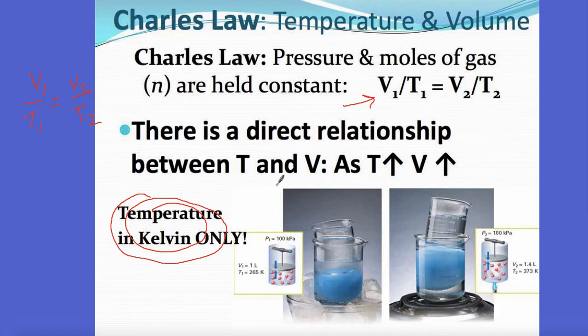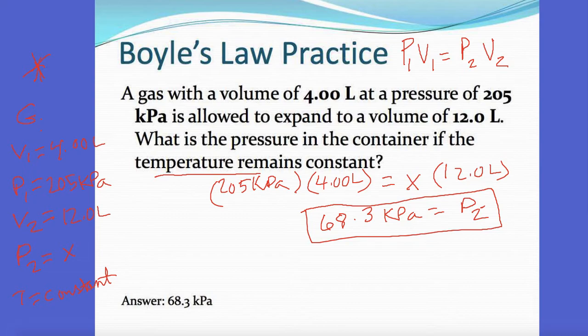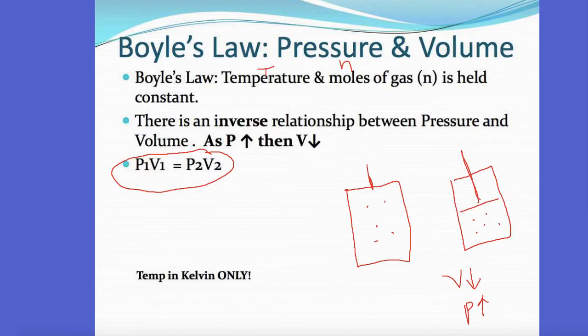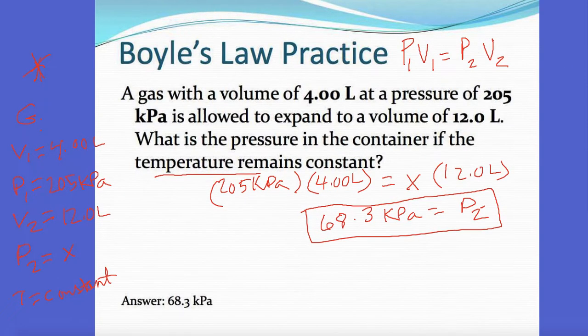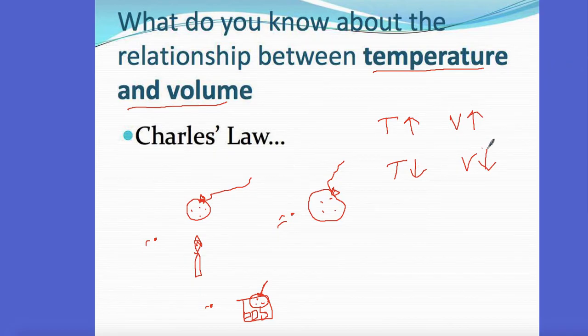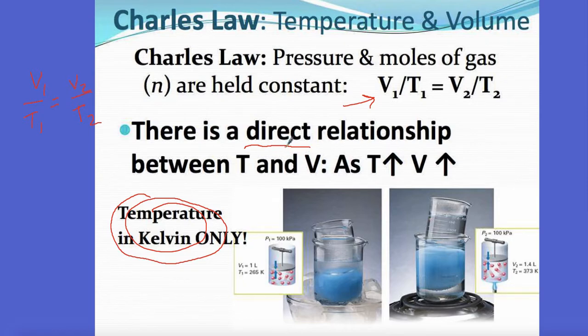Okay, temperature in Kelvin only. All right, direct relationship. Let's go back for a second. Okay, let's call this an inverse or indirect relationship. Okay, and let's look at the graph to see what that means. It means as one goes up, the other goes down, and vice versa. Okay, so here, now we're saying temperature goes up, volume goes up. Temperature goes down, volume goes down. All right, and it is a direct relationship because whatever one variable does, the other variable does it as well.